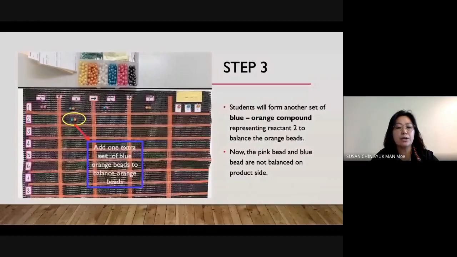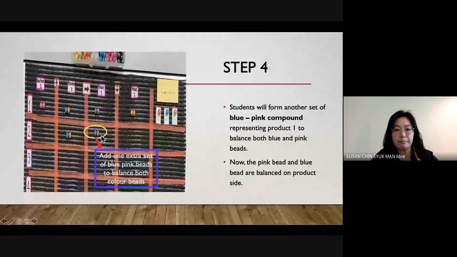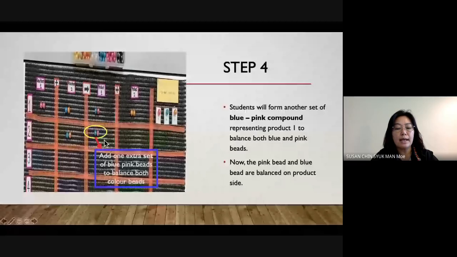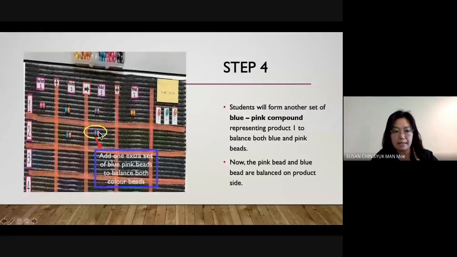So now students are going to add on another 1 set of blue and pink. They are going to add on sodium chloride. So blue and pink. So once they add in another set of compound, blue and pink, now let's look at the overall picture again. We have 2 pink bits in our reactants. We also have a total number of 2 pink bits in our product. So pink color, balanced.